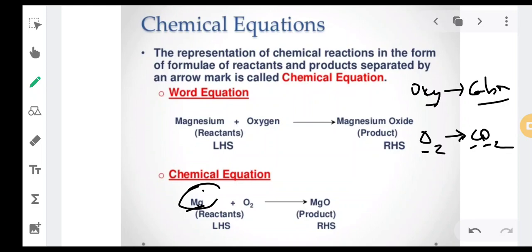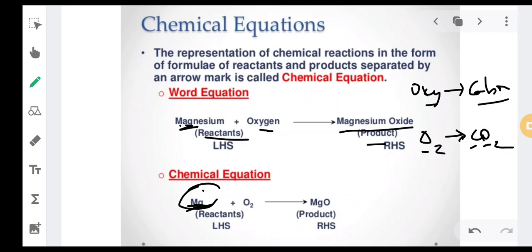Whenever you are writing the symbols, it depends on the name. Suppose you are writing the symbol of magnesium. What is the symbol of magnesium? It is Mg. Suppose magnesium is burning. What is the process over here? Magnesium is burned in the presence of oxygen. So magnesium is reacting with oxygen and forming magnesium oxide. This is the product and these are the reactants, as you all know.